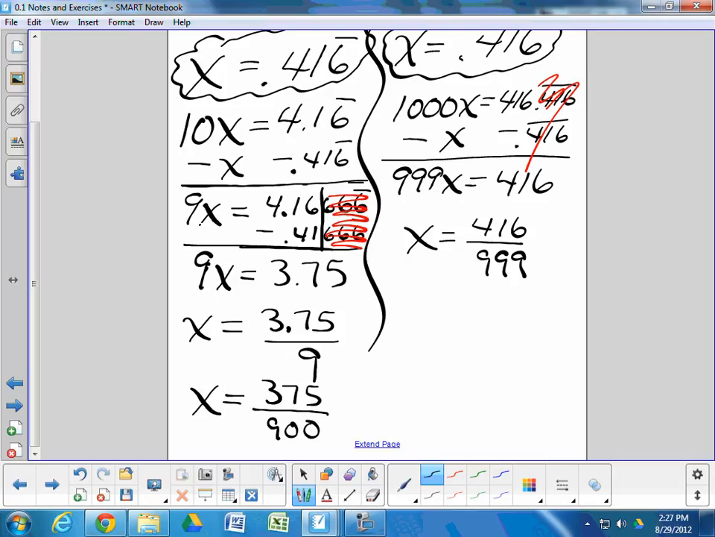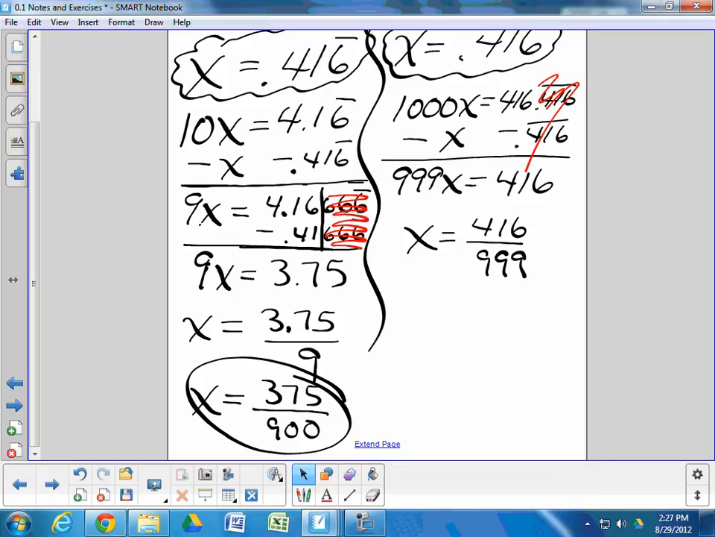I think it can. Because 3 goes into 375, 125 times, and 3 goes into 900, 300 times. And then you can keep reducing it after that. So reduce it, but before you start reducing this fraction, check it. Is 375 over 900 0.41666666? If your answer is yes, we're done.